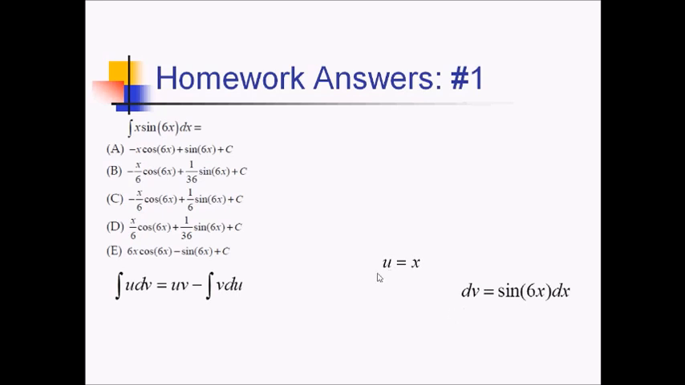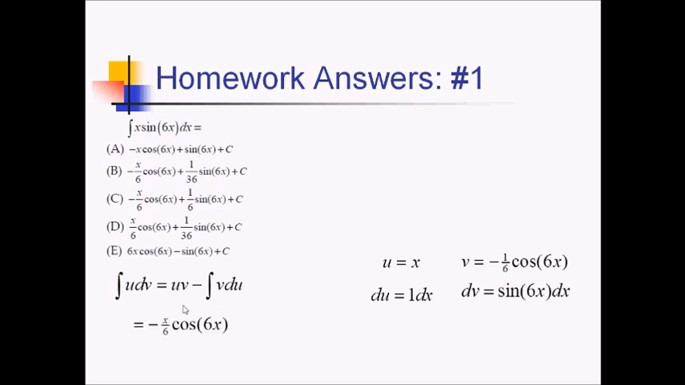Now picking out my du, that's the derivative of x, which is 1 dx. V, that's the antiderivative of sine of 6x. So let's see here, that's going to be negative 1 over 6 cosine of 6x. Putting it all together, following the 7, we've got negative x over 6, or negative 1/6 x times cosine of 6x.